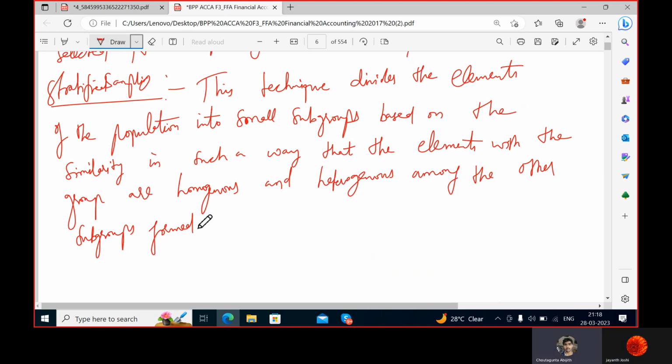Yeah, so you can take the case of Nifty 50. So Nifty 50 will be the population, and within Nifty 50 there will be banking stocks, there will be pharma, there will be IT. So there will be the subgroups.